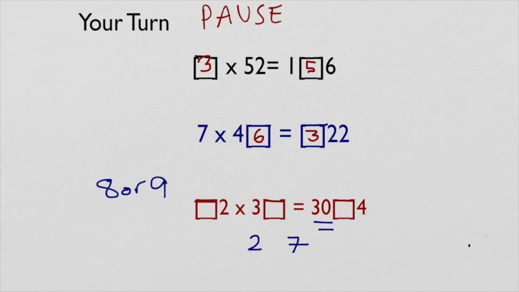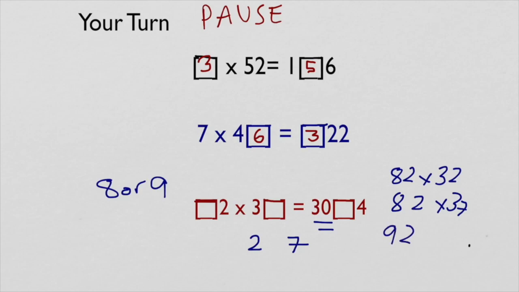So that means that we're going to have 4 multiplications to check, and they are going to be 82 times 32, 82 times 37, 92 times 32, and 92 times 37. And you will have to use your reasoning to work them out. If it's too big, you might have to reduce and go for the smaller numbers out of those 4 options and see which ones fit.